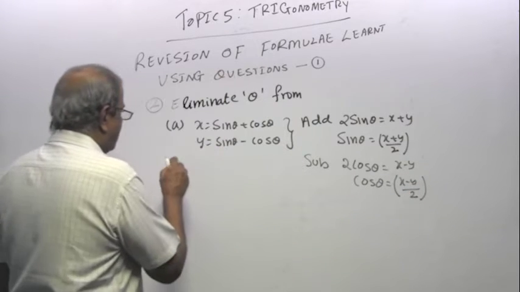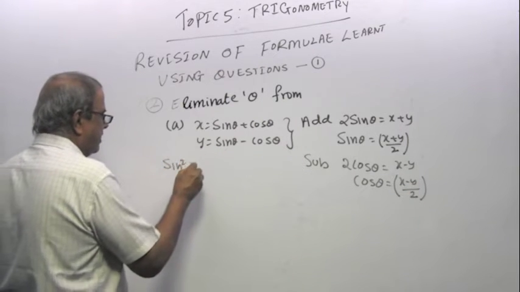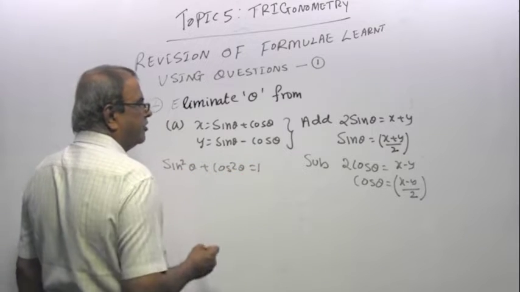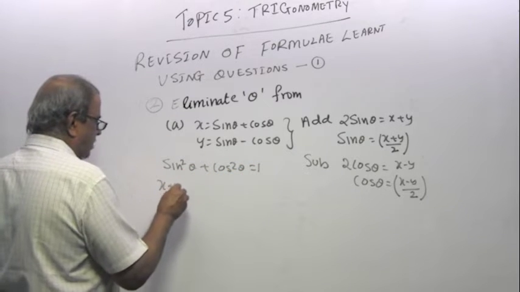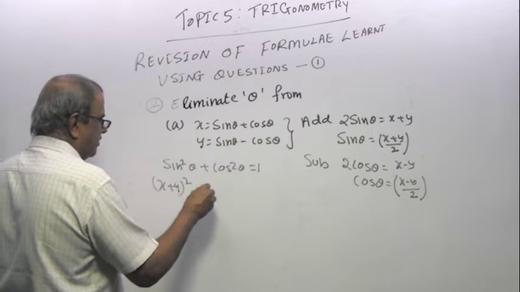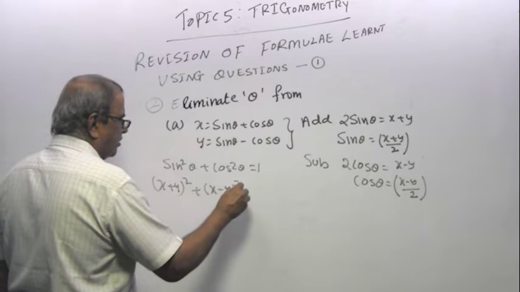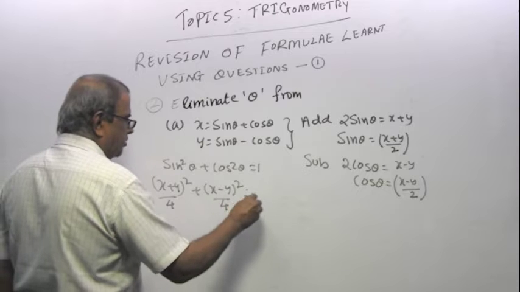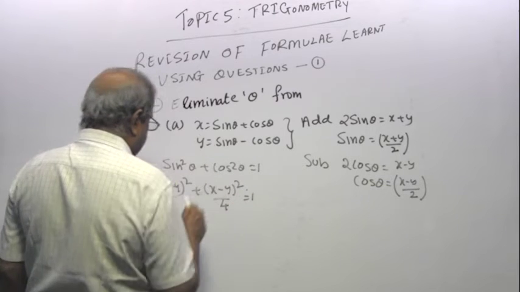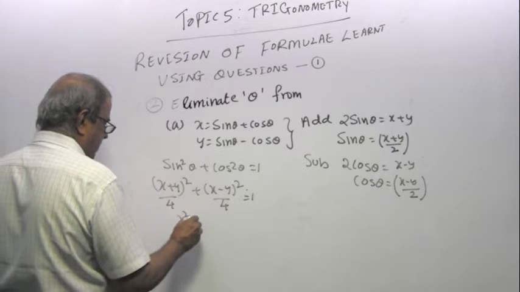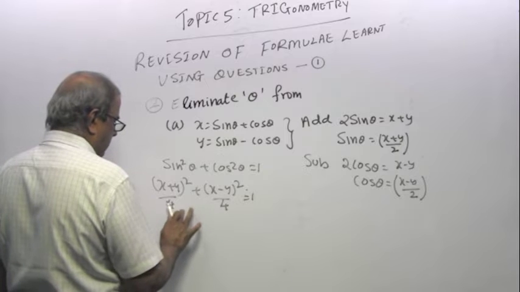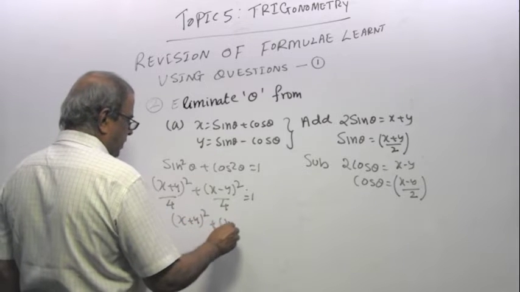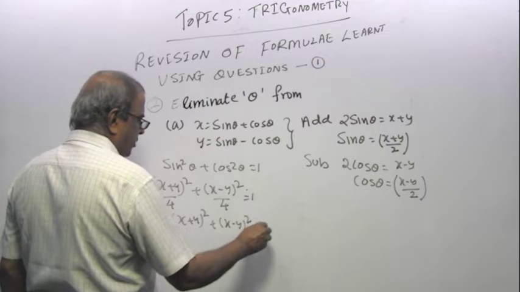Now I know sine squared theta plus cos squared theta equal to 1. So x plus y whole squared plus x minus y whole squared over 4 equals 1. It's pretty interesting. Multiply through by 4, x plus y whole squared plus x minus y whole squared is equal to 4.